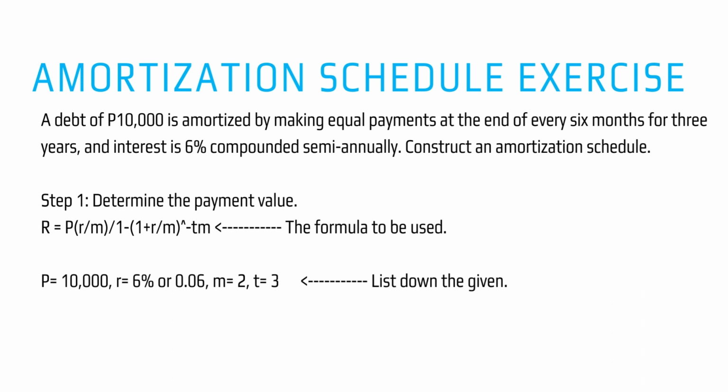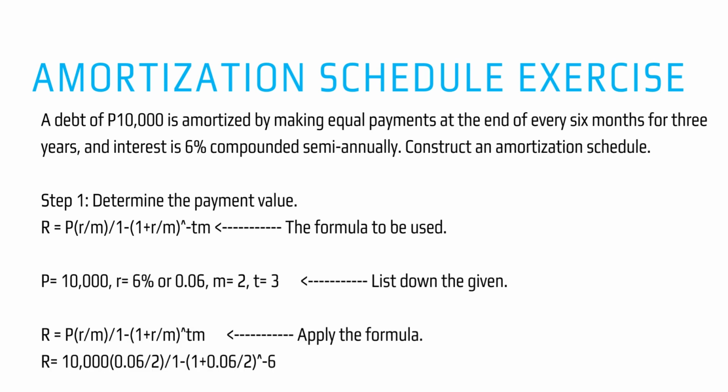Now list down the given. The principal is 10,000 pesos. The rate is 6% or 0.06. M is 2 as it is compounded semi-annually, and time is 3. Now we apply the formula. Use a scientific calculator.